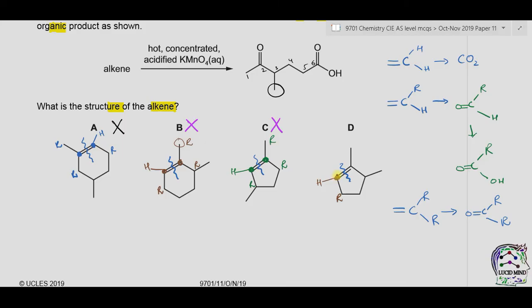Now in part D, this carbon atom is attached with one hydrogen and one alkyl group, so it is converted into carboxylic acid, and this one is attached to two alkyl groups, so it is converted into ketone. Let's draw the structures.